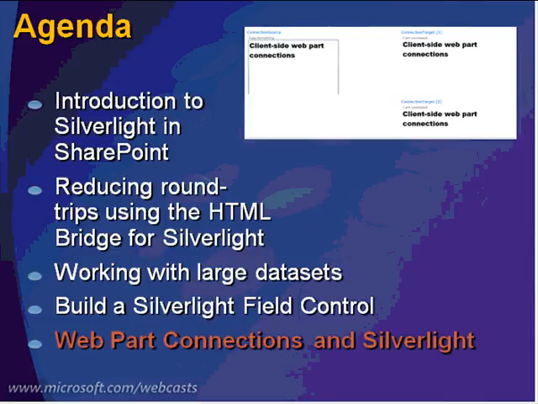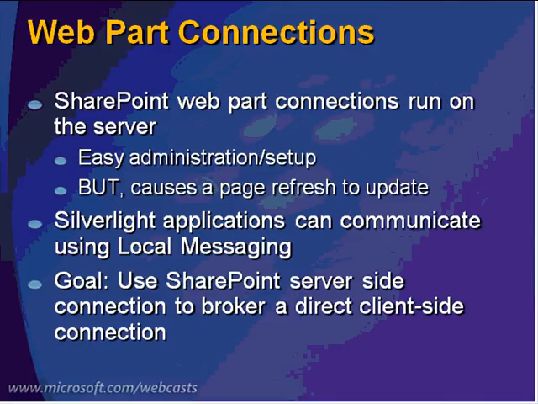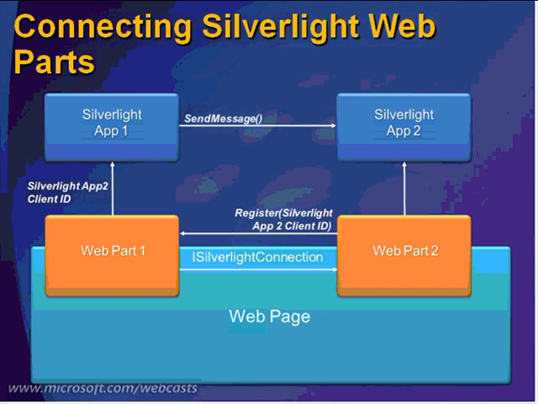So what I want to do, sort of to wrap things up here, is show you this web part connection scenario. What this is going to do is use the server-side web part connections that are built into SharePoint. Users know how to do this. They know how to connect web parts using those web part connections. The only disappointment of them, if you will, is that in order for the data to move between the web parts that are connected in this way, we have to do a page refresh. And what I want is for the Silverlight apps to talk to each other without a page refresh. So what we're going to do is use the SharePoint server-side connection to broker a direct client-side connection.